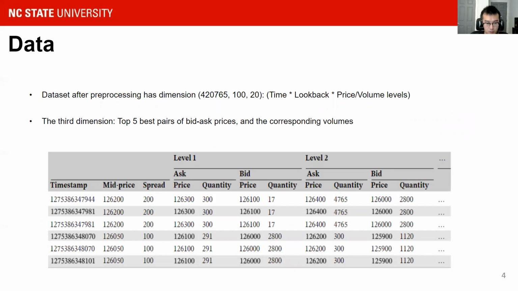For each stock, we arrange the data in a way that the whole dataset has three dimensions. The first dimension represents the timestamp, where we have around 420,000 times. The third dimension is the price and volume information that represents the best 5 bid prices and the best 5 ask prices, and their corresponding volumes. Finally, the second dimension represents the look back period. So for each timestamp, we have 100 look back price and volume information.